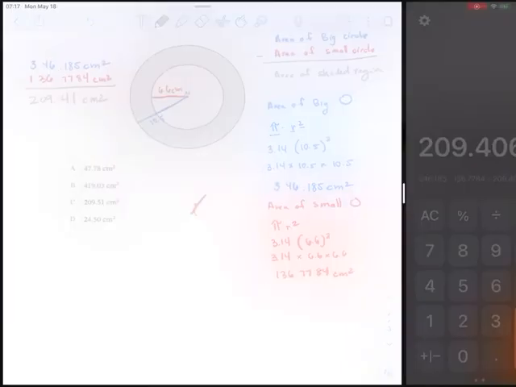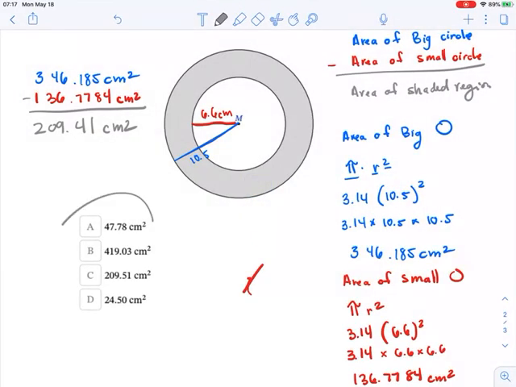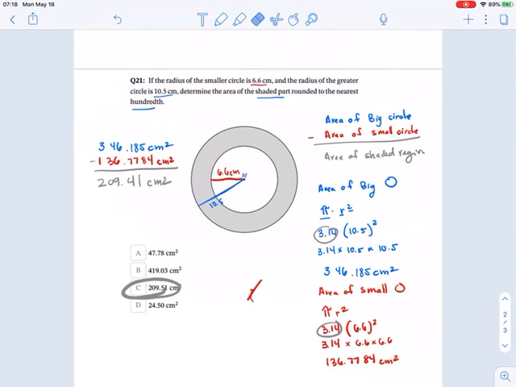What you'll notice is I don't see my answer here. I see something really close, 209.51. What they probably did for this one, the difference between these two, is they probably didn't use 3.14 for pi. They probably just used the pi button, and it gave them a more exact number. But the difference between these two is so small, so our correct answer is going to be 209.51. All right, there we go.